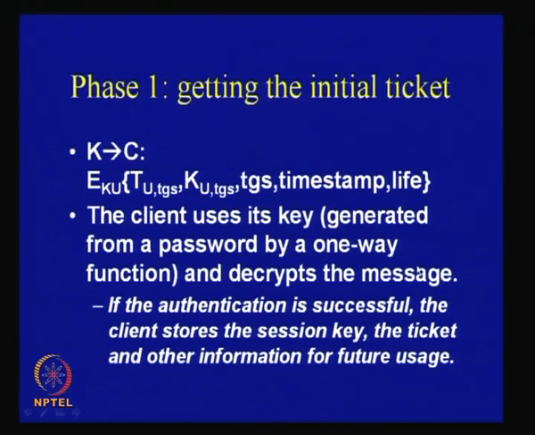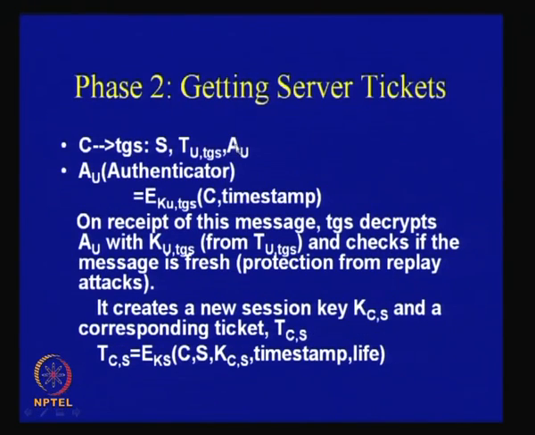So along with it, it also generates an authenticator. The authenticator is very simple. It uses the session key called KUTGS, the session key between the user and the ticket granting service, and generates a timestamp along with its own identifier, that is the client's identifier, and sends it along with this message to the ticket granting service.